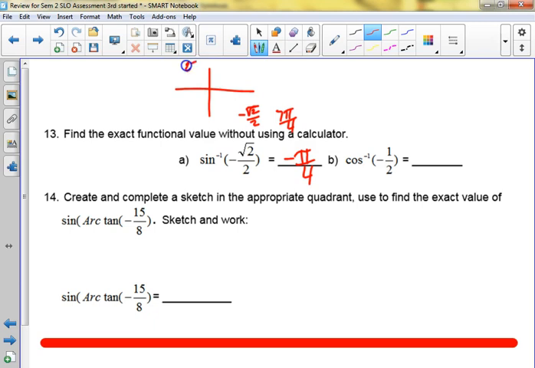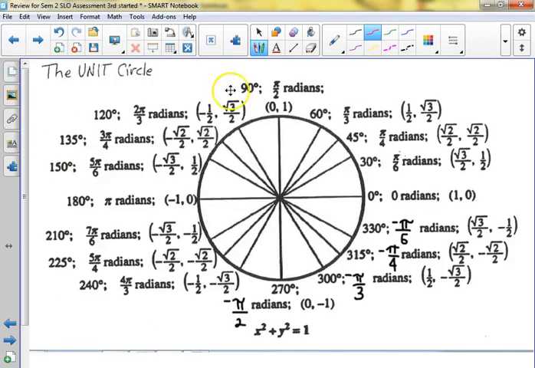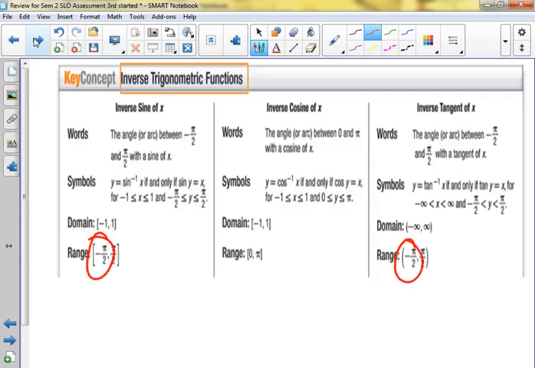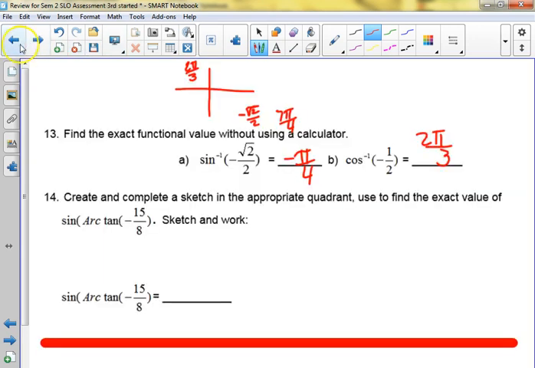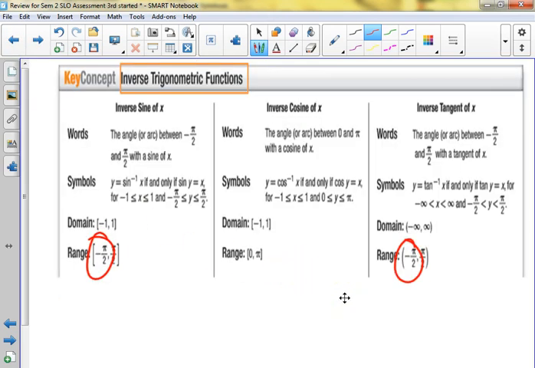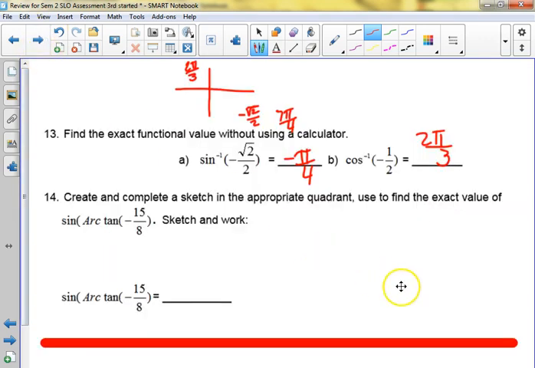Cosine is over here, right? Isn't it at 2 pi over 3? Am I remembering from the unit circle right? I can look. Nope, it's got to be in radians. Look right here. All of this stuff, radians. And you're not supposed to be using your calculator to do these. People had a little habit of that.